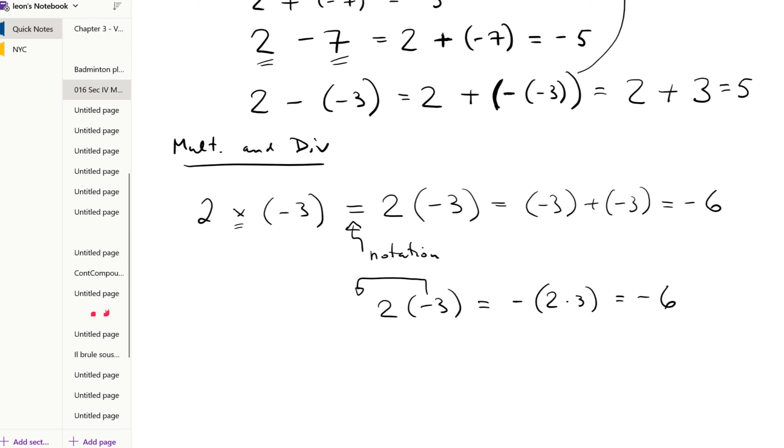We're going to count how many negative signs there are. We're going to move that in front, and if it's an odd number of negative signs, it just stays a minus sign, and if it's an even number of negative signs, then it becomes a plus sign.